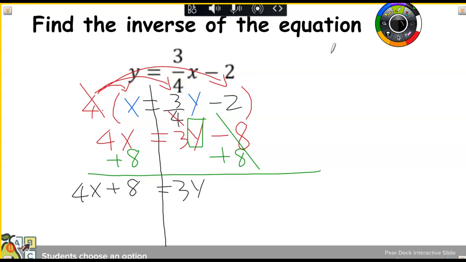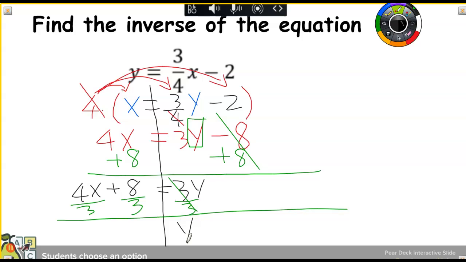And keep singling out your y by getting rid of the 3 by division. Do the same on the other side with everybody. So this is gone. And you have y by itself. On the other side, in front of the x is 4 over 3.